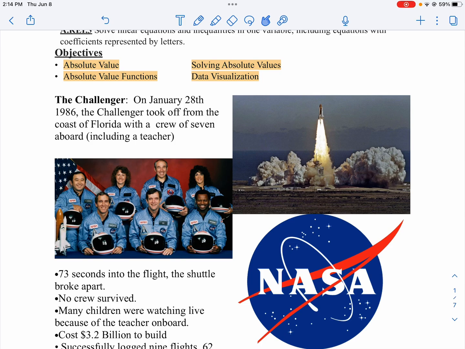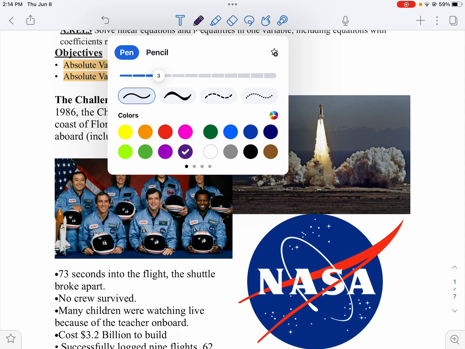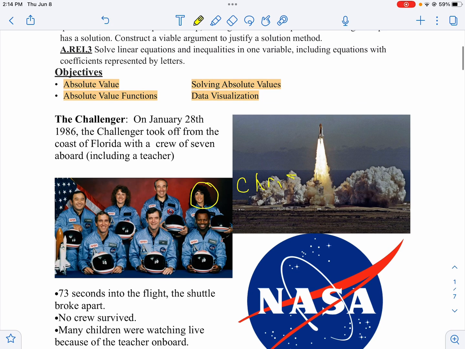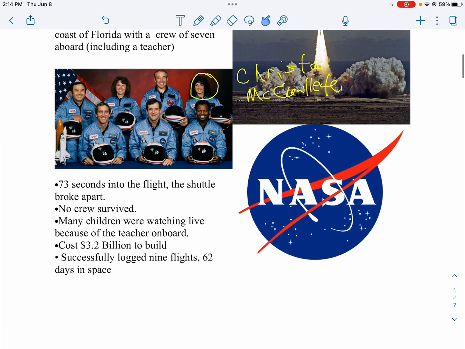On January 28th, 1986, the Challenger took off from the coast of Florida with a crew of 7, including a teacher. And here's the teacher on the right. That was Krista McAuliffe. I don't know if I spelled her name right, but that's what it is. After 72 seconds into the flight, the shuttle broke apart. Nobody survived.